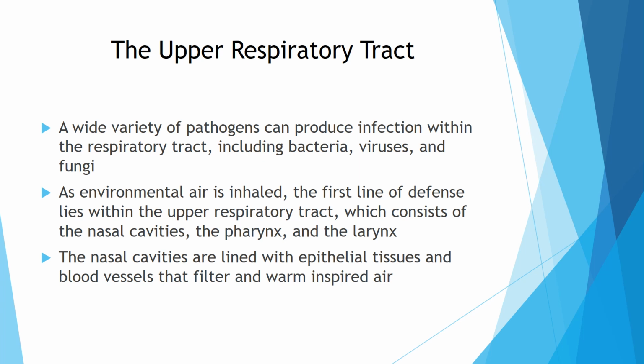So a wide variety of pathogens can produce infection in the respiratory tract, including bacteria, viruses, and fungi. As environmental air is inhaled, the first line of defense lies within the upper respiratory tract. We remember this from when we were talking about the upper respiratory tract, which consists of the nasal cavities, the pharynx, and the larynx. The nasal cavities are lined with epithelial tissues and blood vessels that will filter and warm the inspired air before it gets into our body.